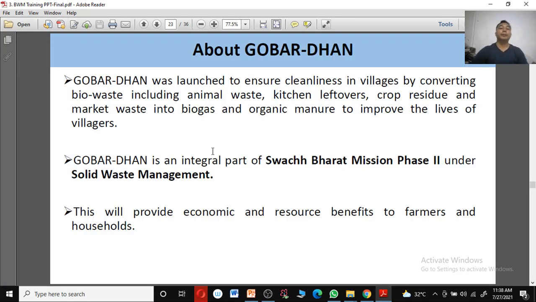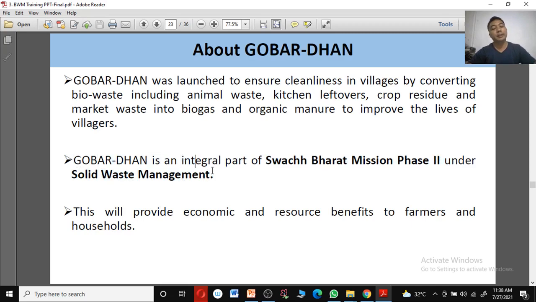So this is how you are going to look. If you see the slide, Gobardhan was launched to ensure cleanliness in villages by converting biowaste, including animal waste, kitchen waste, leftovers, crop residue and market waste into biogas and other organic manure to improve the lives of the villagers in rural India. This Gobardhan is an integral part of SBM Phase 2 under solid waste management, and it falls under biodegradable waste management.